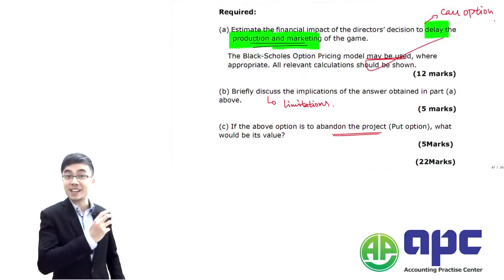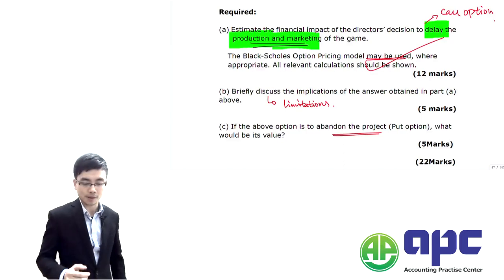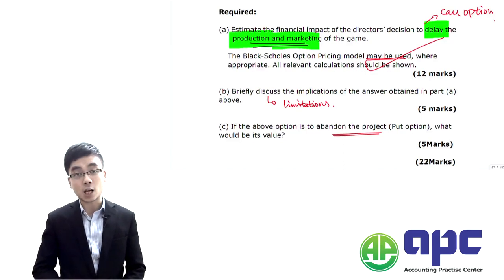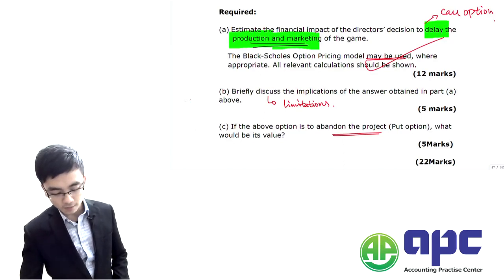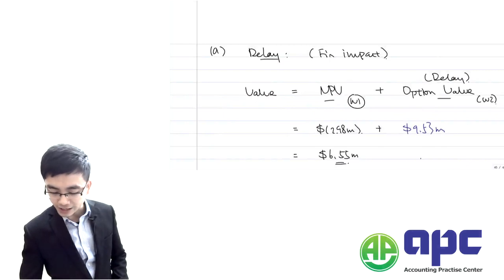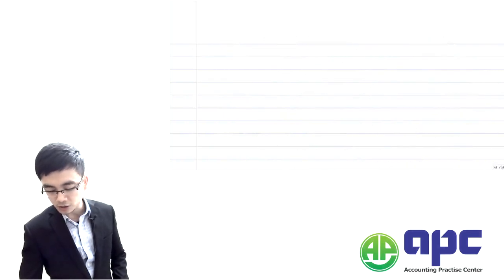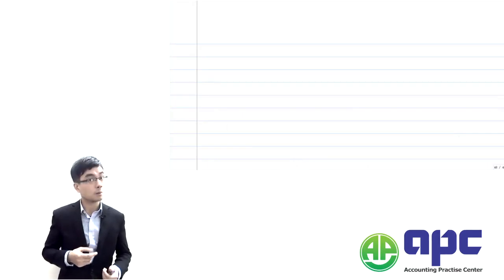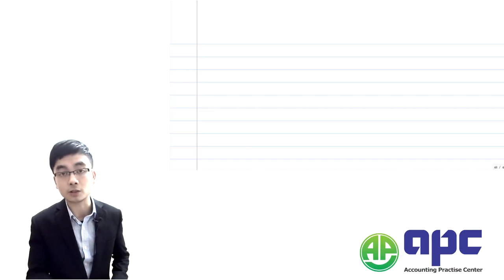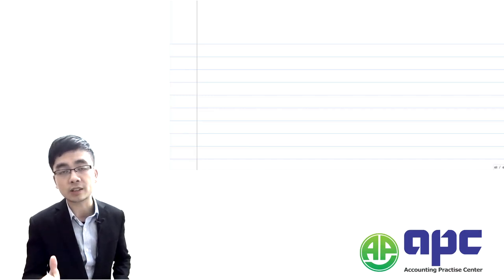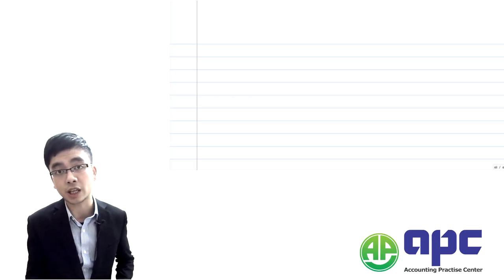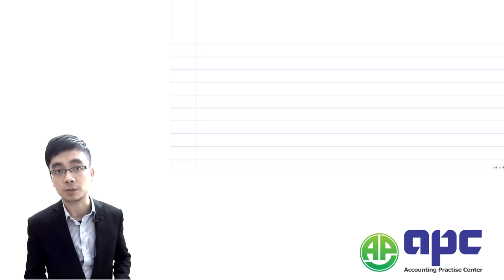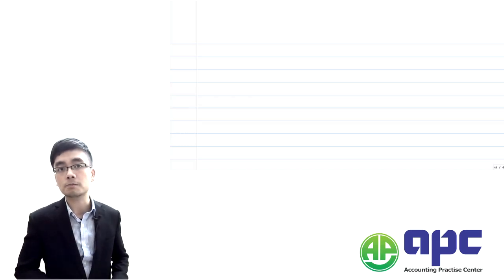Now let's look at part B together. Part B: briefly discuss the implications of the answer obtained in part A above. So that means always in the exam, even though the examiner hasn't required you to comment on the Black-Scholes option pricing model, please write something similar to part B. Because by doing so, 1 mark equals 1 point. Perhaps you can get an extra 2 points as credit. That's the magic behind the P4 exam. You have to know this.